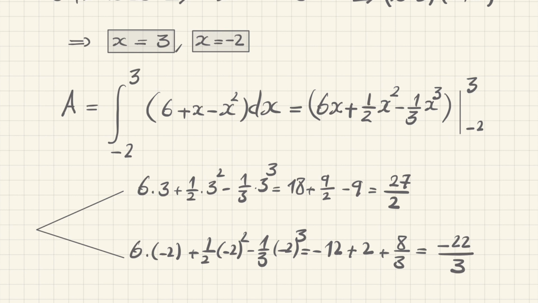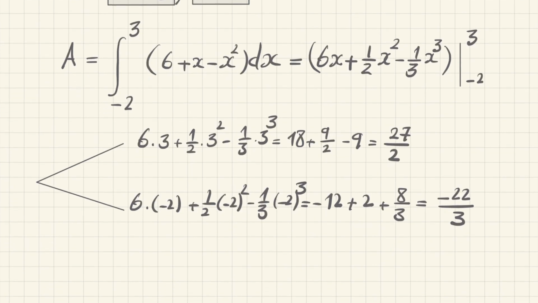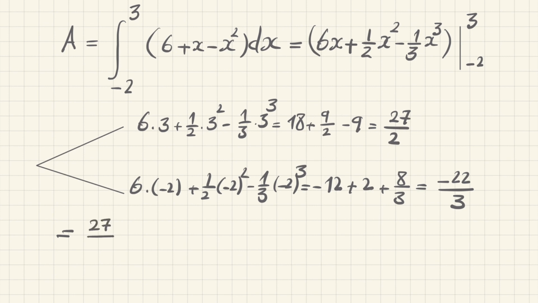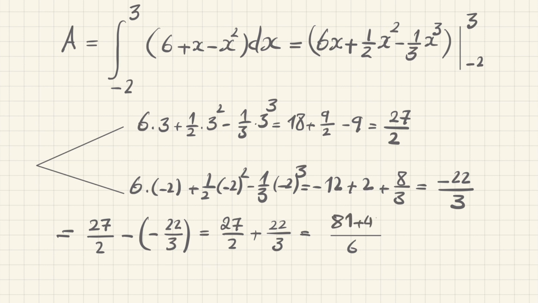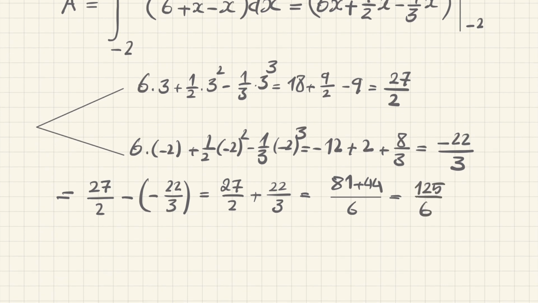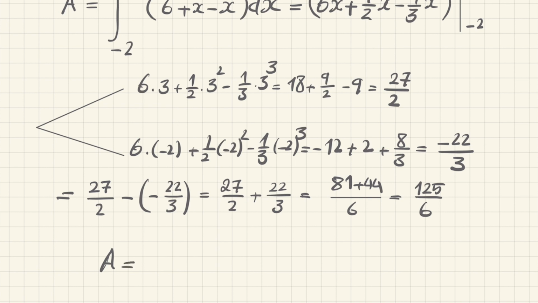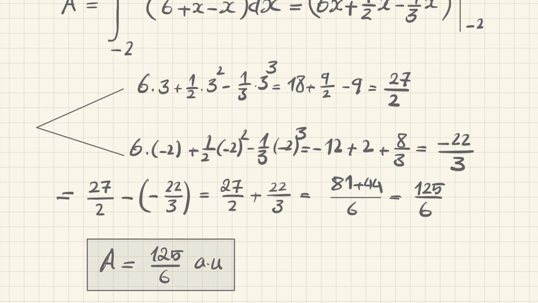Am I right? Yes. And now I go horizontally, I write the number above minus the number below. So this becomes 27/2 plus 22/3. Let me take the common denominator, which is 6. 3 times 27 is 81, 2 times 22 is 44, and then what I get is 125/6. So the area is exactly 125 divided by 6 area units. Yes, is that understandable?